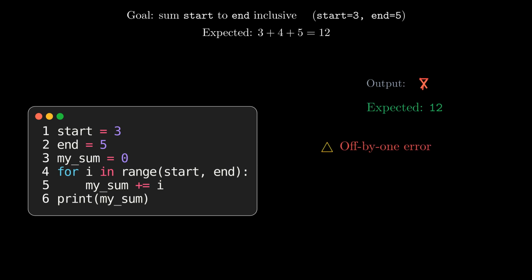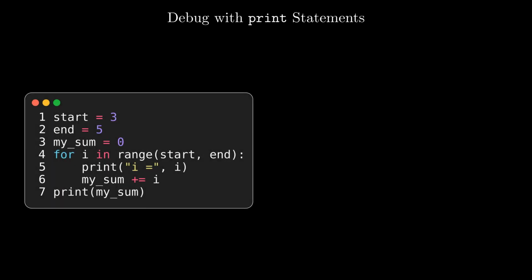This is the classic off-by-1 error. Range from start to end generates values starting at 3 but stops before reaching 5. It only produces 3 and 4. 3 plus 4 is 7. 5 never gets added. When output doesn't match expectations, insert print statements to inspect what's happening.